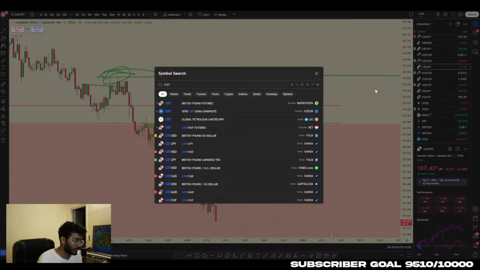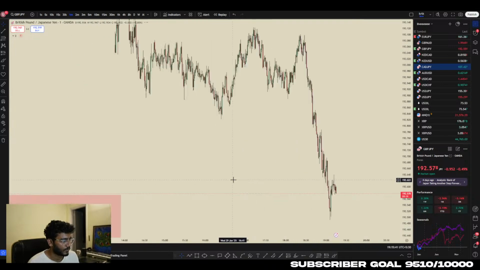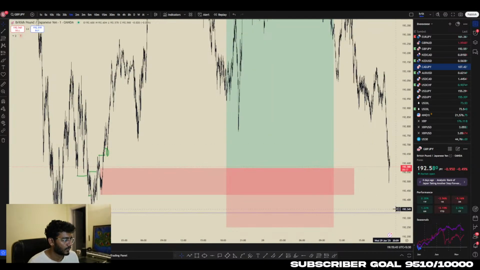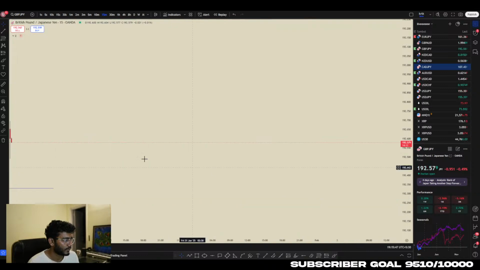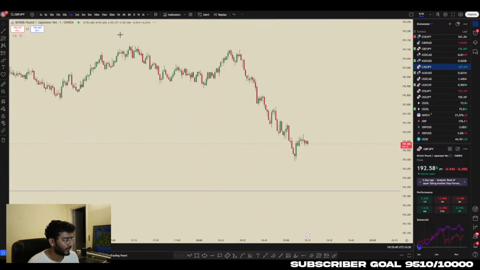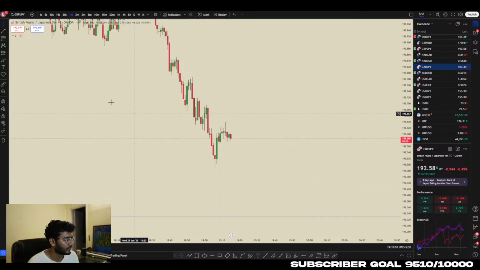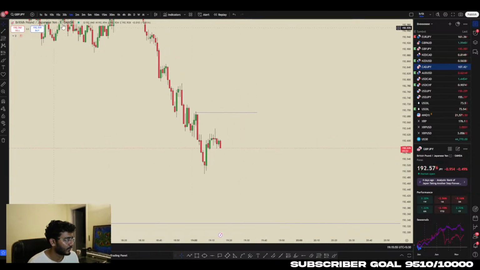Let's look at GBP. Price has tapped our order block. We can look for a buy side entry here. Let's wait for price to break this high. Then we can look for entry.